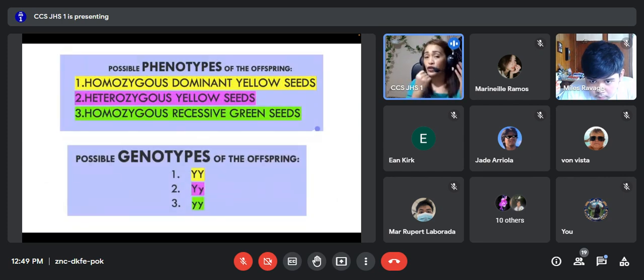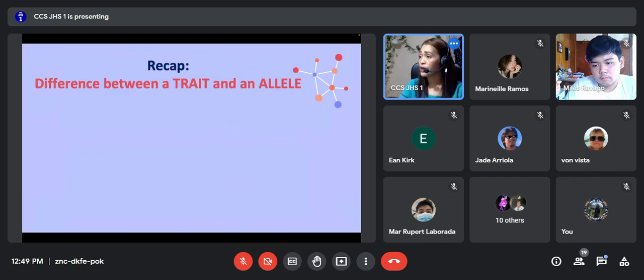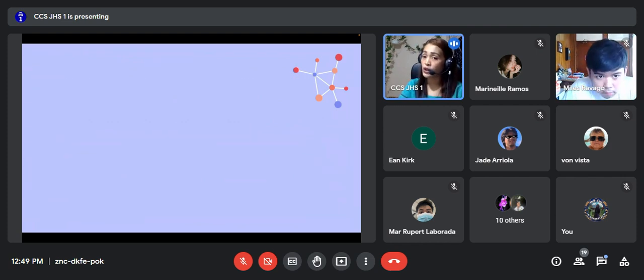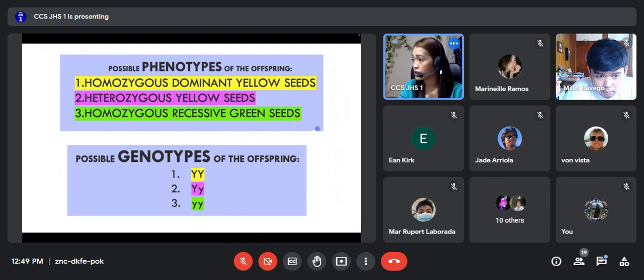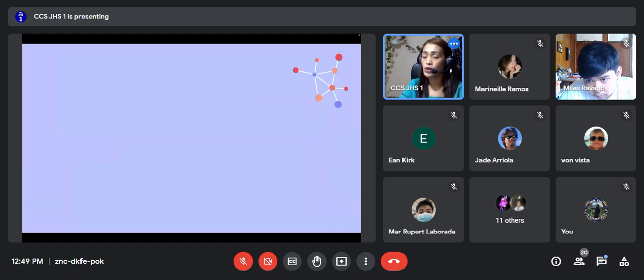Now take note, for each corresponding phenotype, there is a corresponding genotype and vice versa. Let me repeat. For every phenotype, there is a corresponding genotype and vice versa. So what does it mean? It means that if there is a phenotype, you can actually write its corresponding genotype. And if there is a given genotype, you can actually describe the corresponding phenotype. So that's phenotype and genotype.